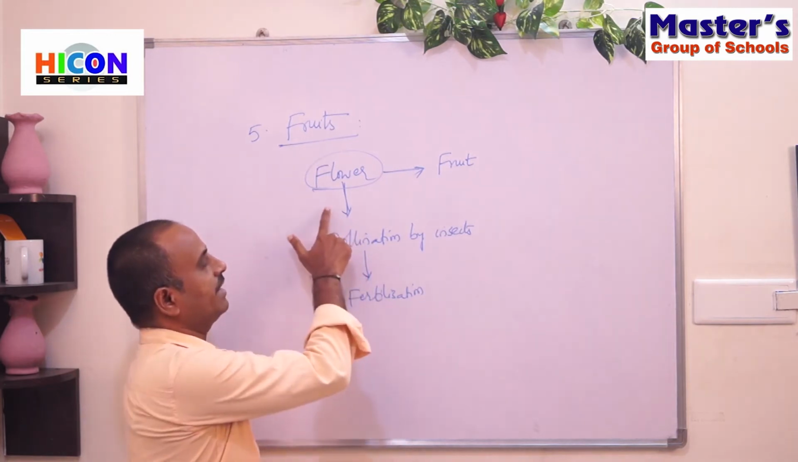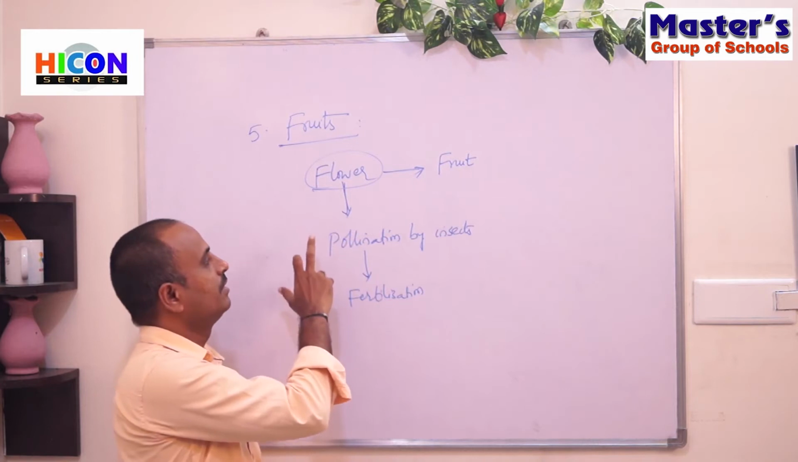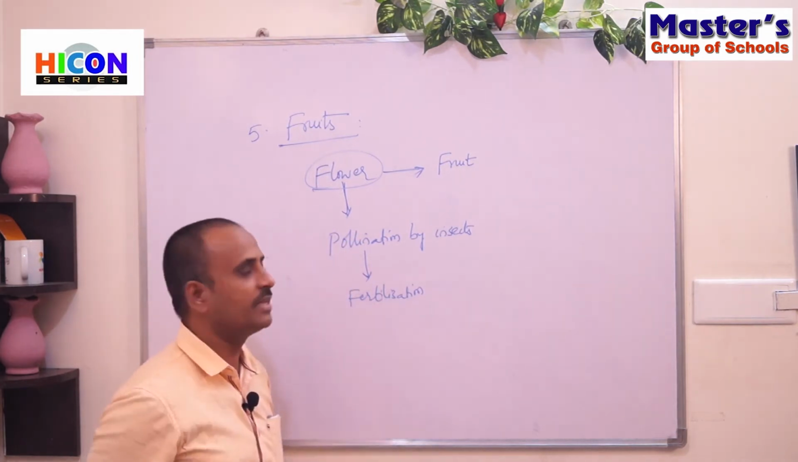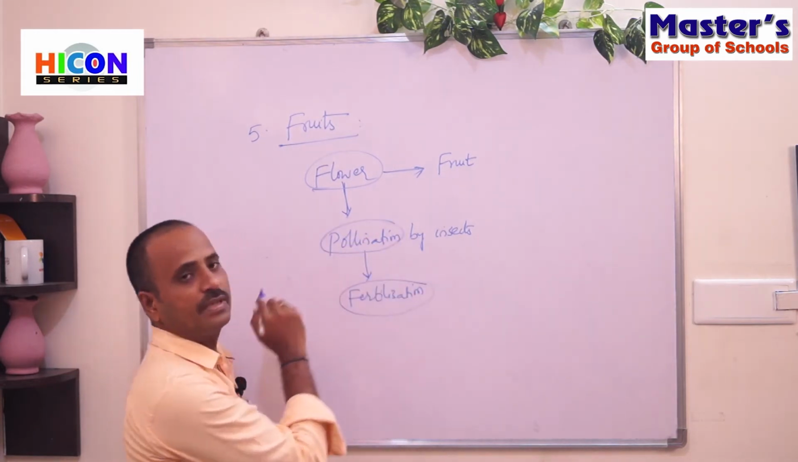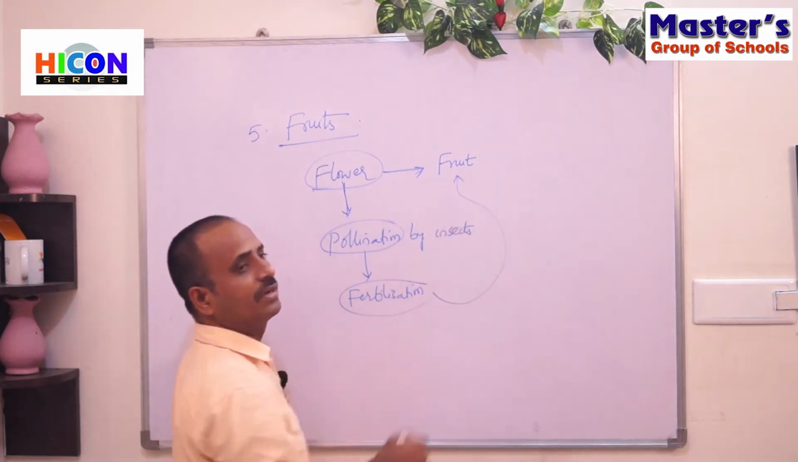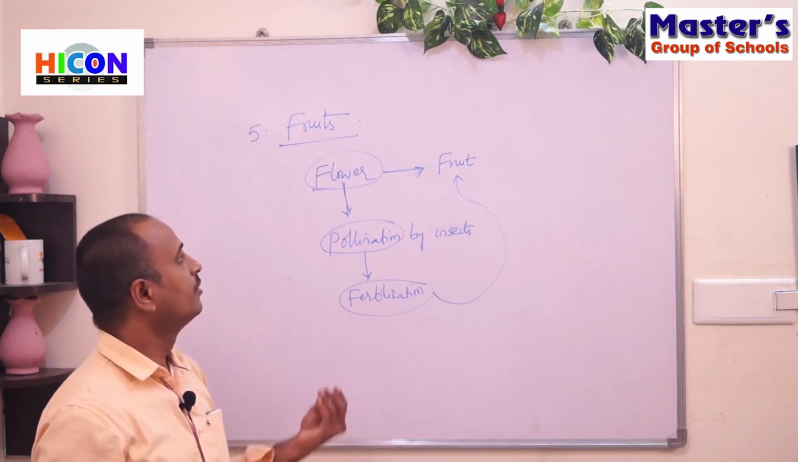Flowers attract insects by their different colors and by their pleasant smells. When the insects fall on the flowers, pollination will take place. After pollination, fertilization takes place. Due to fertilization, a flower will be converted into a fruit. So how does a fruit come from the flower?